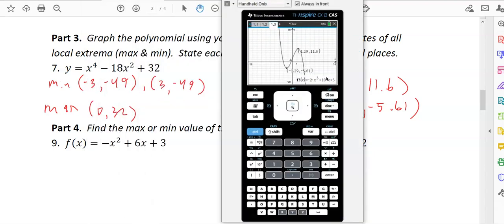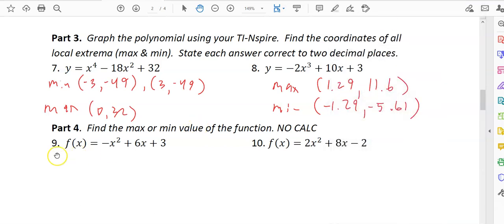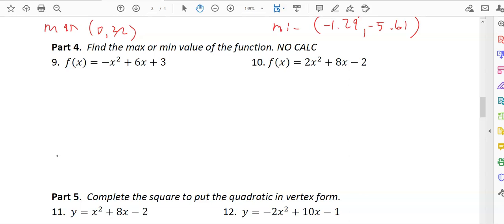Okay, so now we need to find the min or max value with no calculator. Okay, so we're going to try to find the stuff with no calculator. So I'm going to use the H method here. So H equals the opposite of B over 2A. So the opposite of 6 over 2 times negative 1 would be, that's a negative, negative, so positive 3. So H is 3. So K, we're going to find by plugging in.